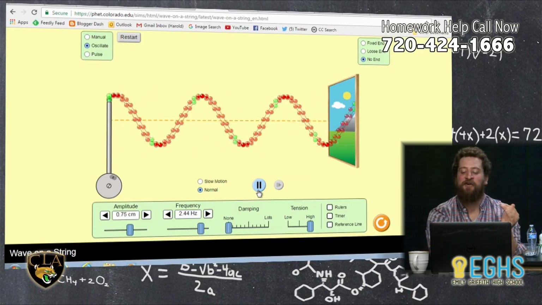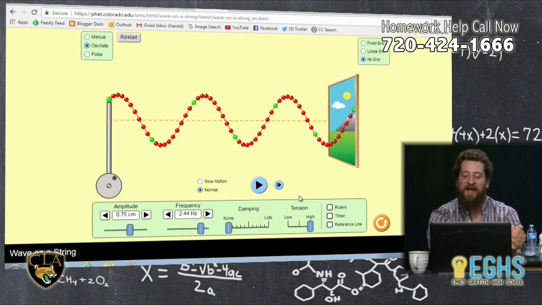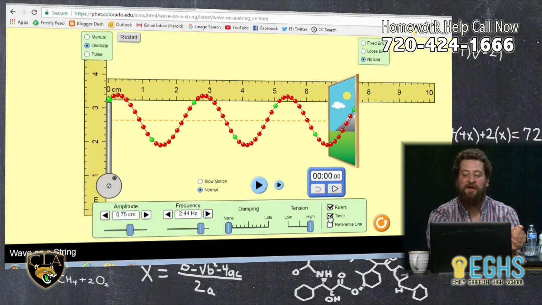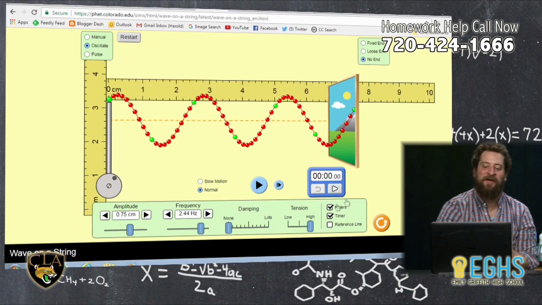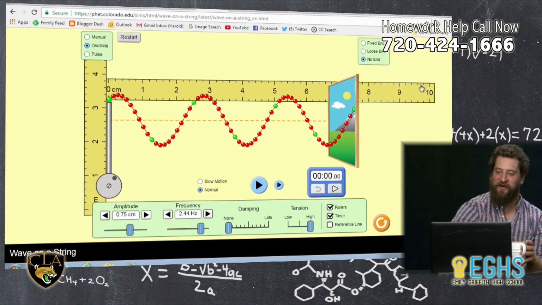So anyways, this is just kind of a cool simulation you can use to do that. You can add in rulers and a timer to do different things, kind of neat. So I'll wrap it up there, but the answer to the question: 440 waves per second.